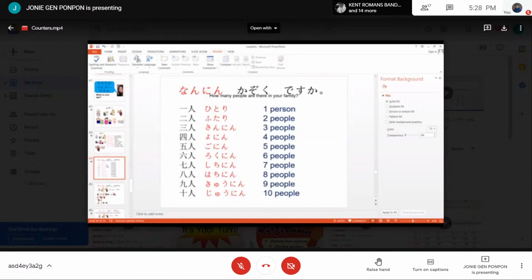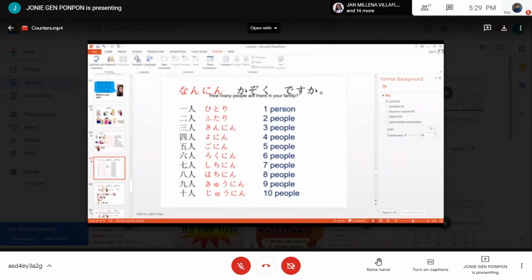And then, for 8 people, so let's say, mother, father, 6 siblings, hachinin. And then next, for 9 people in the family, kyunin. Then for 10 people or 11 people, junin and juichinin, respectively. Okay? So that's how you answer the question, how many people are there in your family? Nan nin kazoku desu ka?